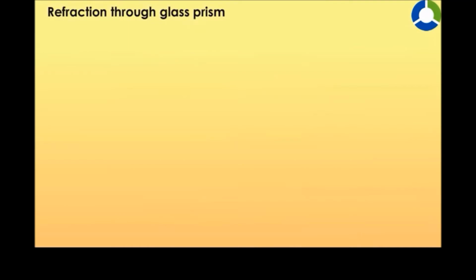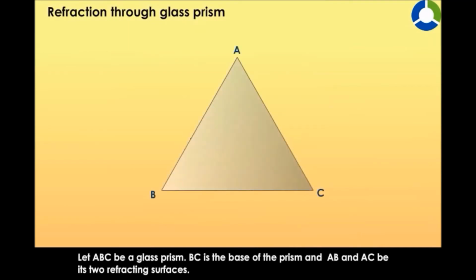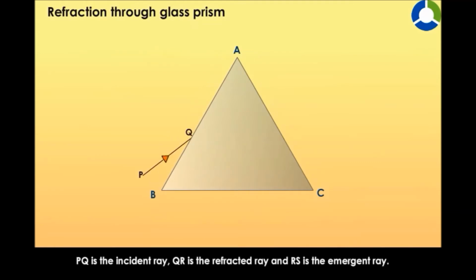Refraction through glass prism. Let ABC be a glass prism. BC is the base of the prism and AB and AC are its two refracting surfaces. PQ is the incident ray, QR is the refracted ray and RS is the emergent ray.